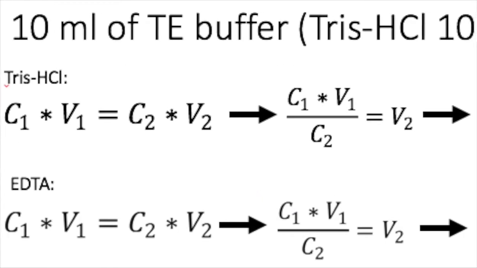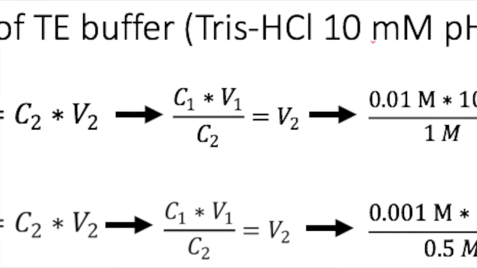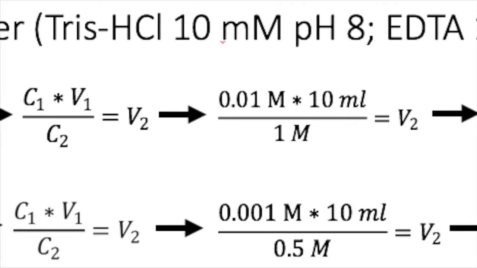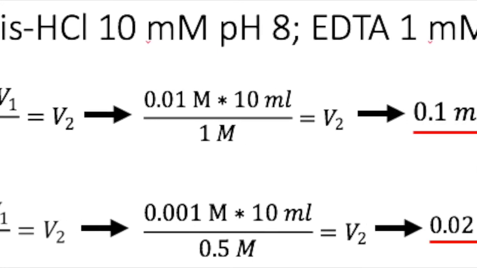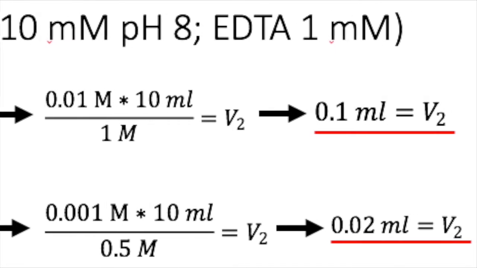A 10 ml of TE buffer with the following indications in parentheses was made. To prepare Tris-hydrochloric acid at 10 millimolarity, clear from the next formula for volume 2 and replace with known data. Volume 2 corresponds to the amount of solution taken from the stock Tris 1 molarity solution. Do the same for EDTA from a stock solution of 0.5 molarity.